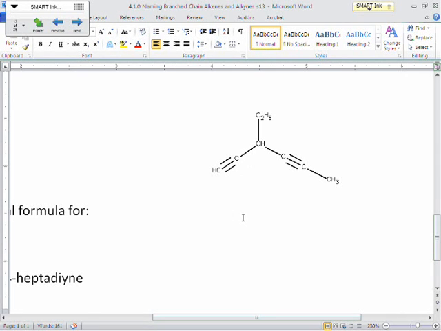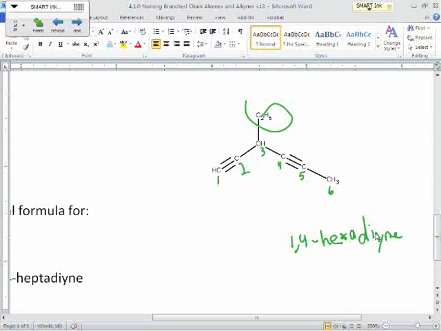Which one's my number 1 carbon? What side? Left? Yep. Because it's got to have the smallest number, right? 1, 2, 3, 4, 5, 6. With a branch up there. So what's my base name? 1, 4. Hexa, because I need to put something before. Diene. What a great word. Hexadiene. That's fun. It's like we're learning a new language.